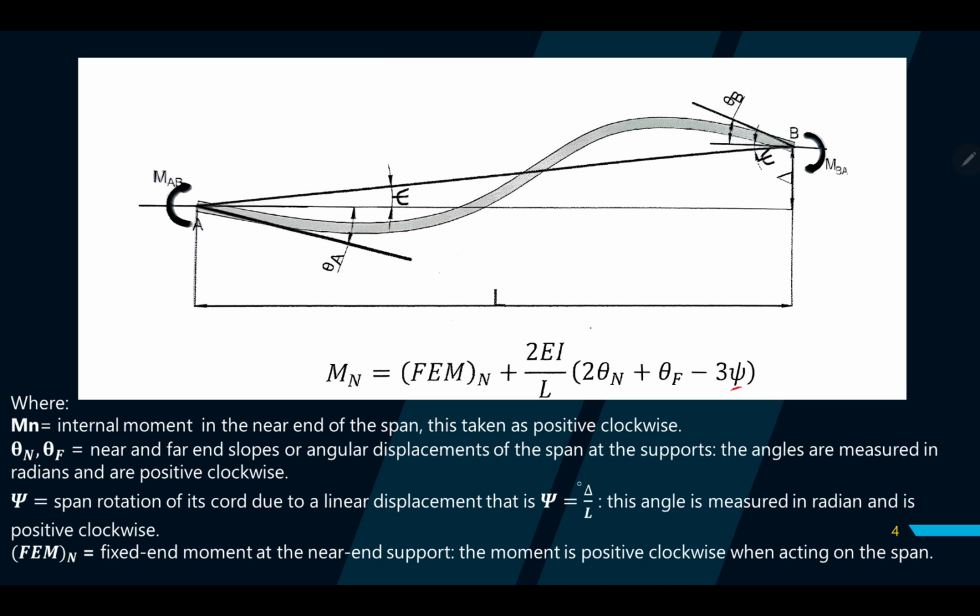It is given by this formula. Okay, so it is the support settlement. Okay, so psi is the span rotation of its chord due to a linear displacement. That is, ito yung given na formula. This angle is measured in radians and is positive clockwise.